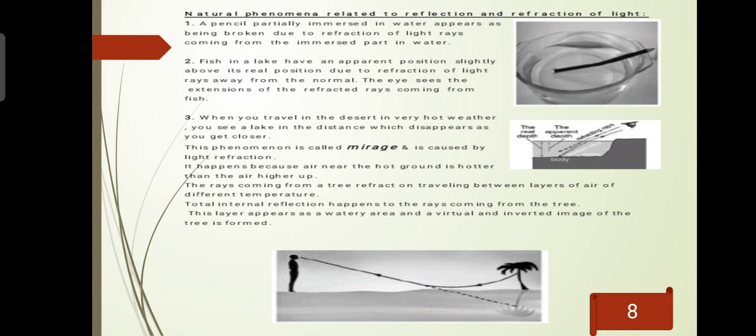So the rays coming from the tree are refracted, traveling between layers of air of different temperatures. So the total internal reflection happens to the light rays from the tree, and this layer appears as a watery area, and a virtual and inverted image of the tree is formed.